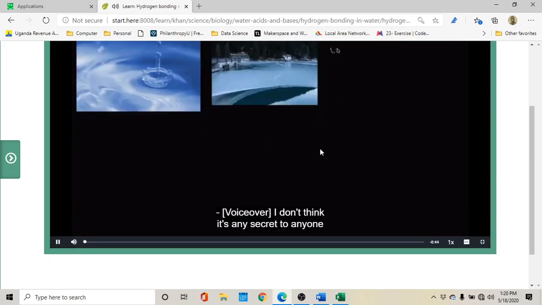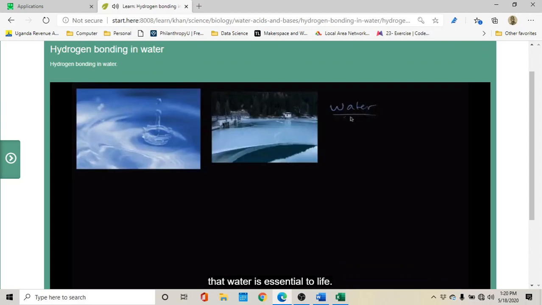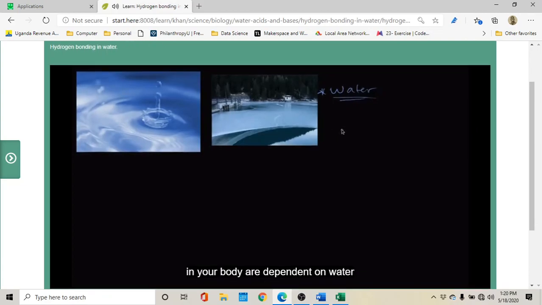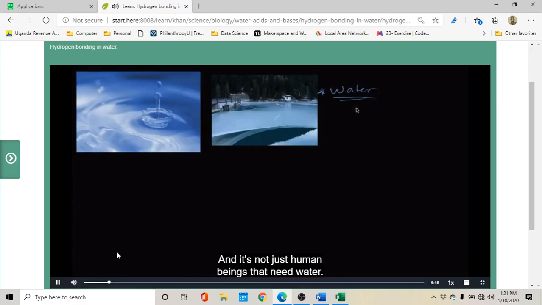I don't think it's any secret to anyone that water is essential to life. Most of the biological, or actually, frankly, all of the significant biological processes in your body are dependent on water and are probably occurring inside of water. When you think of the cells in your body, the cytoplasm inside of your cells, that is mainly water. In fact, me, who is talking to you right now, I am 60 to 70% water. You can think of me as kind of this big bag of water, making a video right now. And it's not just human beings that need water. Life as we know it is dependent on water.